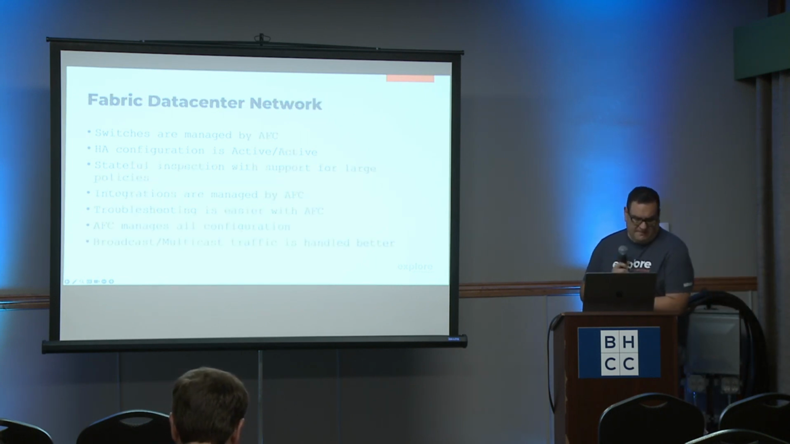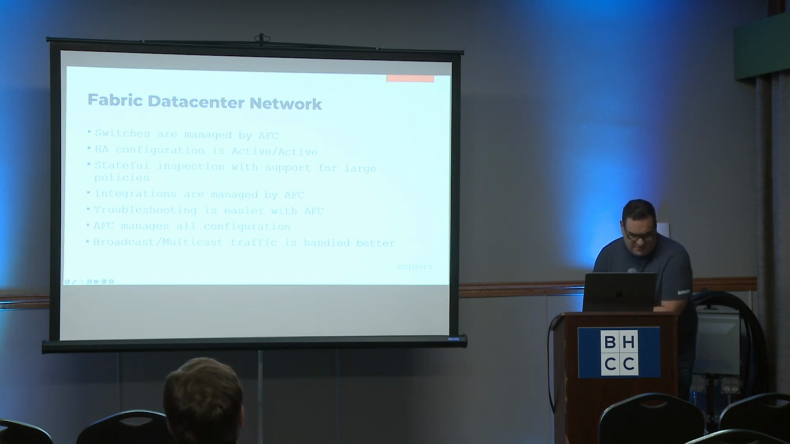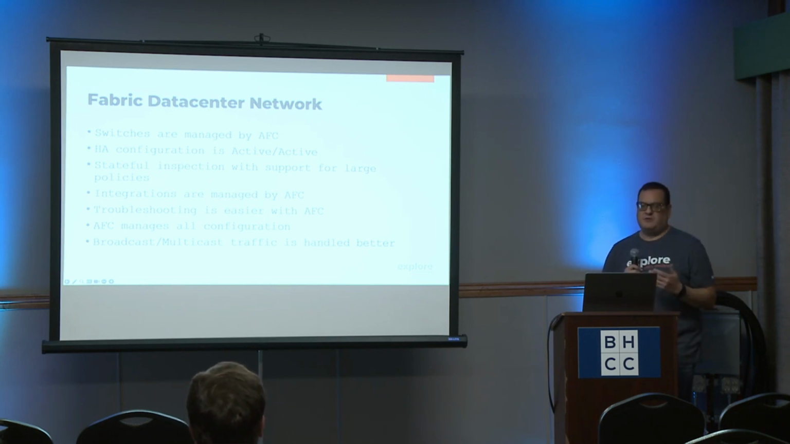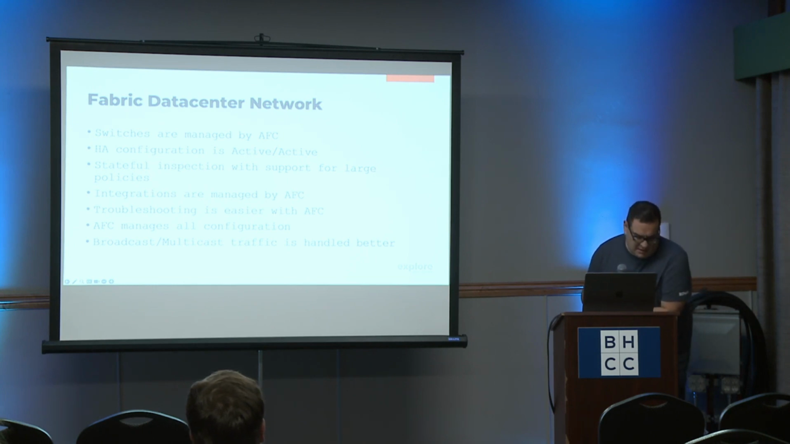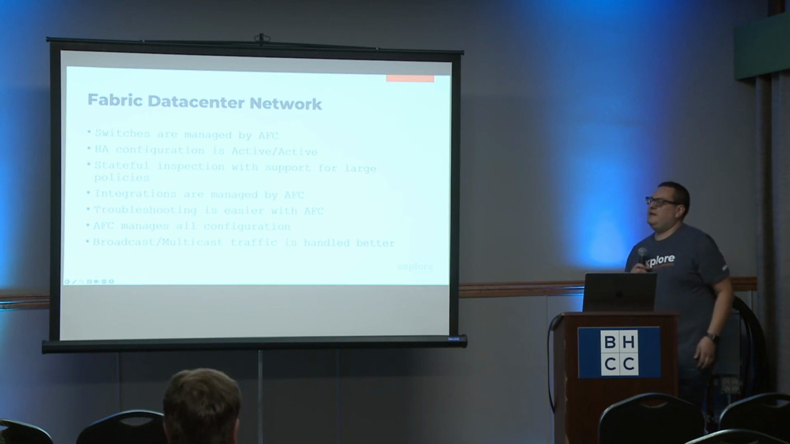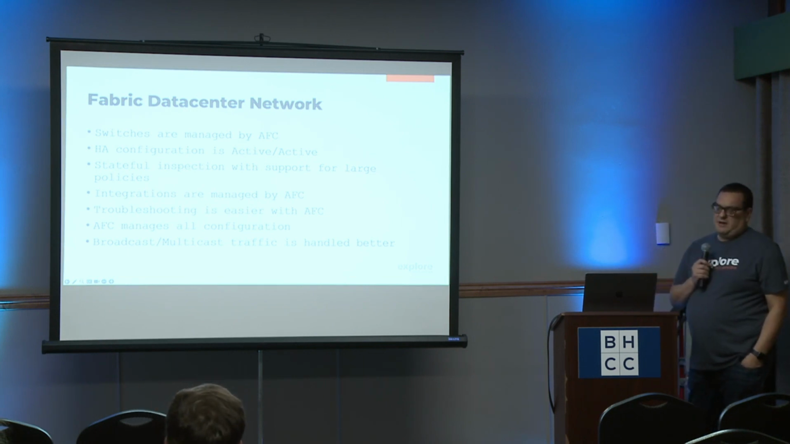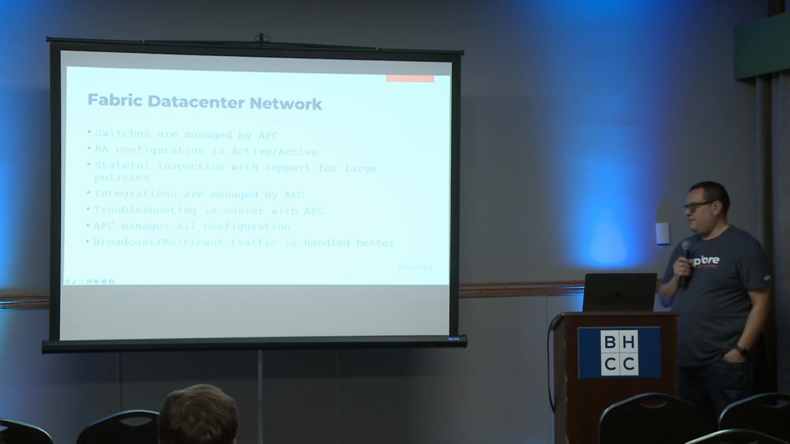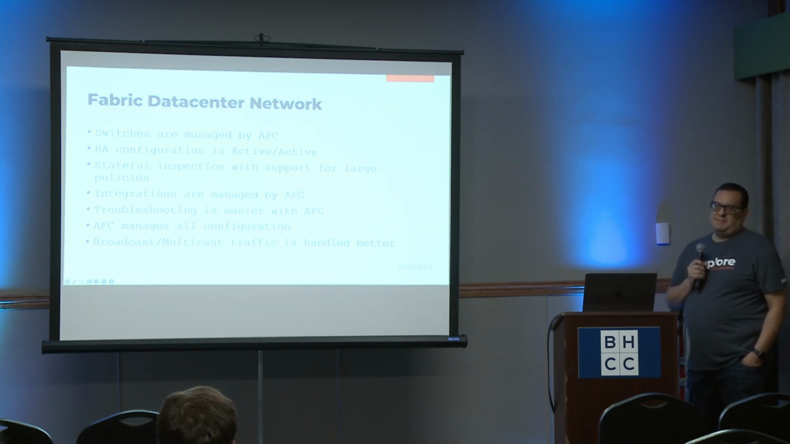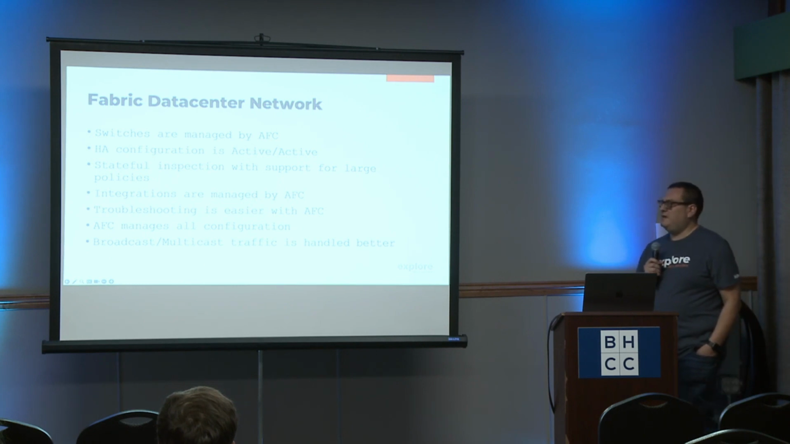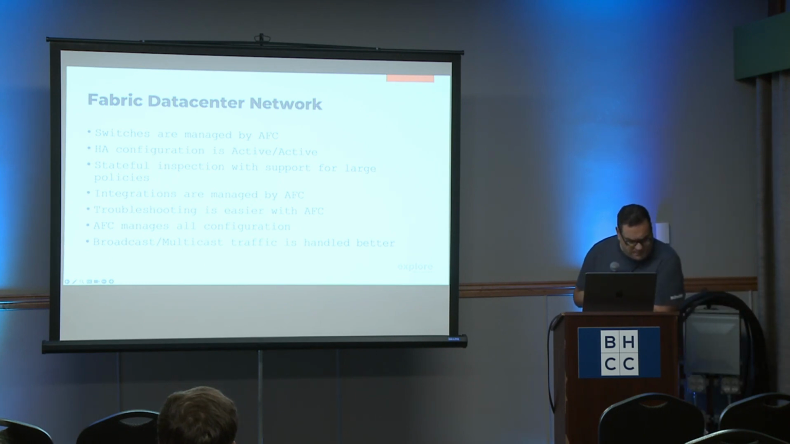Taking a look at a Fabric type-based network, switches are managed by AFC or some type of orchestrator. Again, in this case, it happens to be Aruba Networks, Aruba Fabric Composer. HA configuration is active-active. I touched on that already. Equal cost multipath, right? So if I lose a path, I'm using BFD, or bidirectional forwarding detection, I can drop that link really quick and fail over faster, right? Stateful inspection, and I haven't talked about this, support for large policies, right?